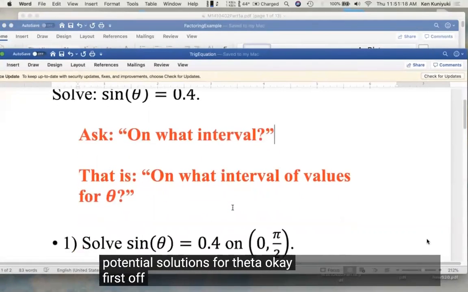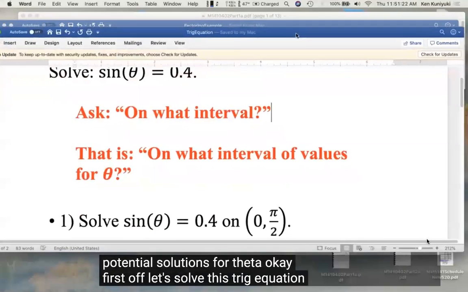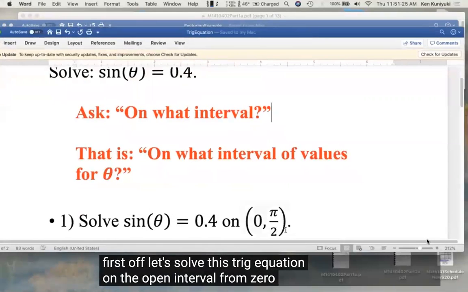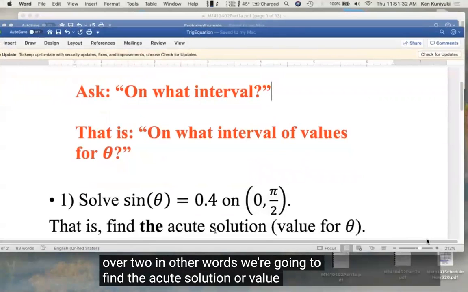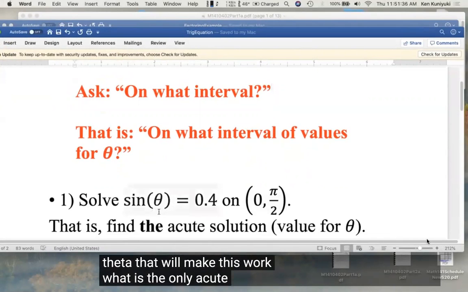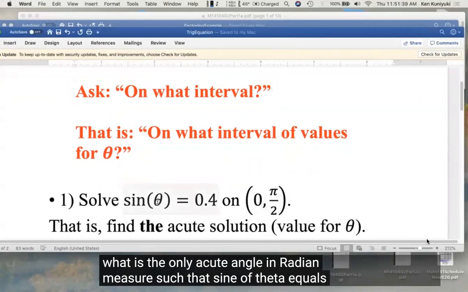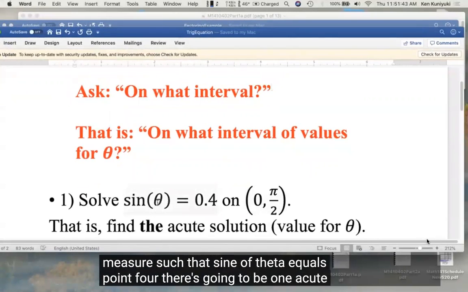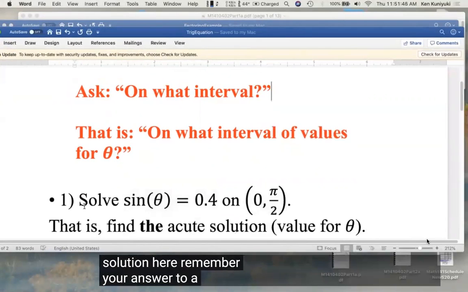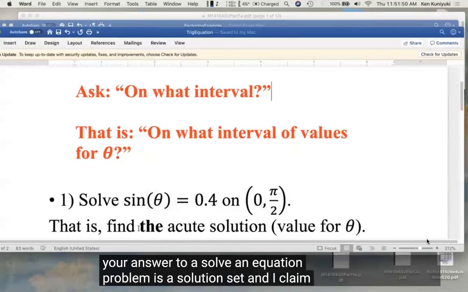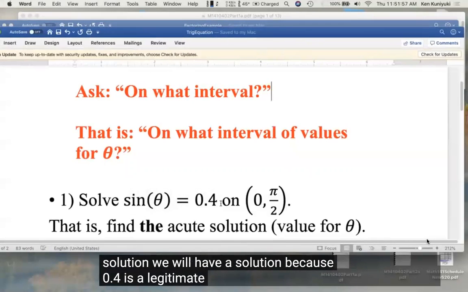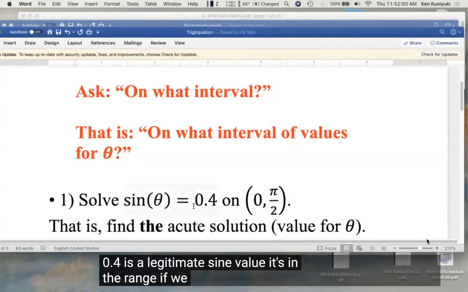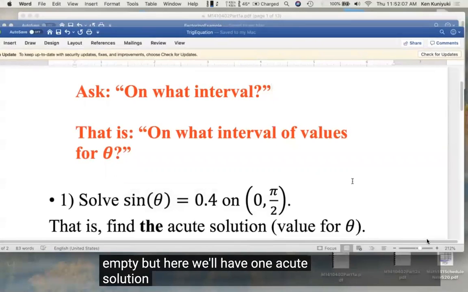Okay, first off, let's solve this trig equation on the open interval from 0 to pi over 2. In other words, we're going to find the acute solution or value of theta that will make this work. What is the only acute angle in radian measure such that sine of theta equals 0.4? There's going to be one acute solution here. Remember, your answer to a solve an equation problem is a solution set, and I claim that you will only get one acute solution. We will have a solution because 0.4 is a legitimate sine value. It's in the range. If we had a 2 or a 3 here, then the solution set would be empty. But here we will have one acute solution.